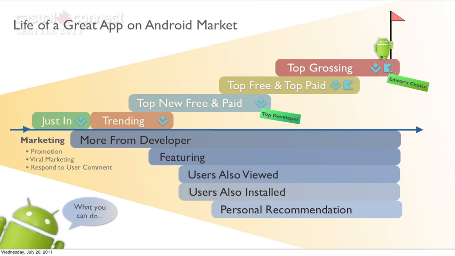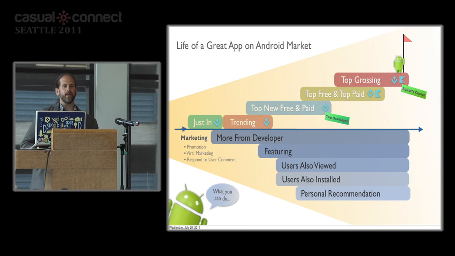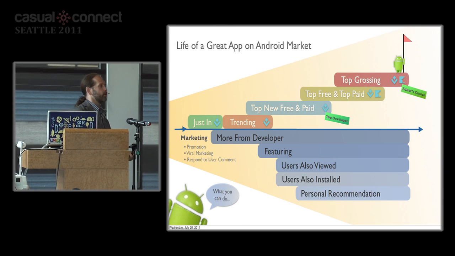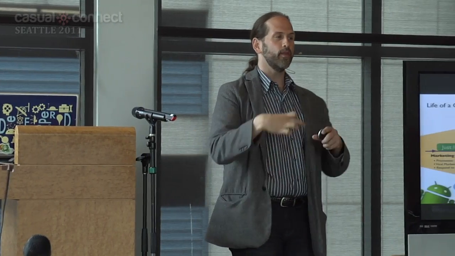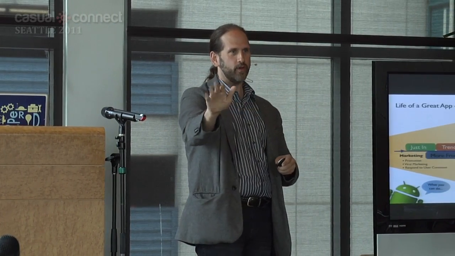And when we think of the life of what a great app looks like on Android Market, the app comes in, and you get into the just-in category. And the developer starts marketing, and that gets the app trending. And it gets it into the top new and free and paid category. And all these categories are now live on not only the website, but on the new Market client. How many people here have seen the new Android Market client on phones? It's pretty cool. If you want, I'll show it to you later. It's coming to all your phones slowly. We're rolling it out. So what does that get you into? Top free and top paid.